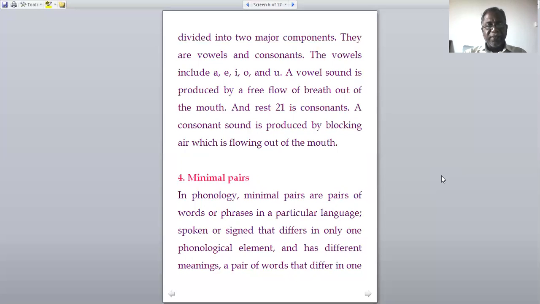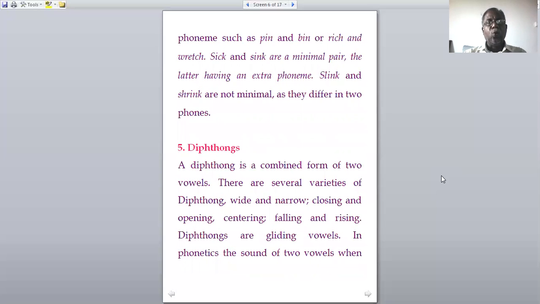As different meanings, a pair of words that differ in one phoneme, such as pin and bin. See, it seems the same sound. P-I-N, pin, we use a pin to put papers together. And bin, now, waste bin, there in the computer desktop also you have a bin. All the waste files will be put in the bin, where vegetables and other things also our mothers used to put, no? Pin and bin.